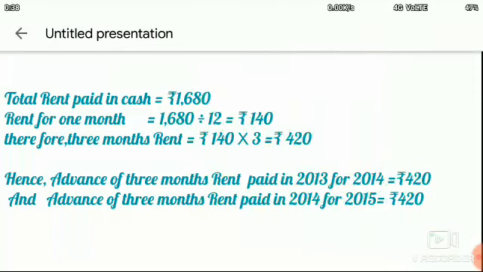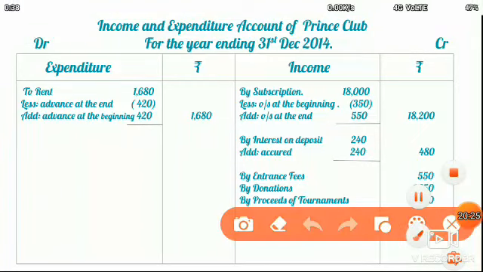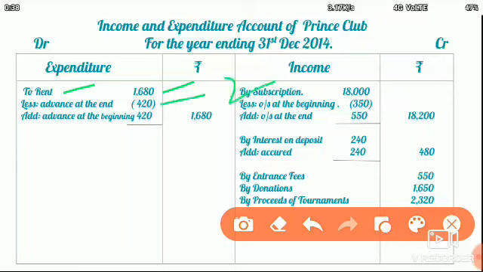So when we show this in our account, we will show it in this way. On the expenditure side, we write rent from the receipts and payments account, which is paid in cash, 1680. Now the advance rent at the end means the advance rent which is paid in the current year for the next year, that means for the year 2015, is 420, which is there in this cash of 1680.